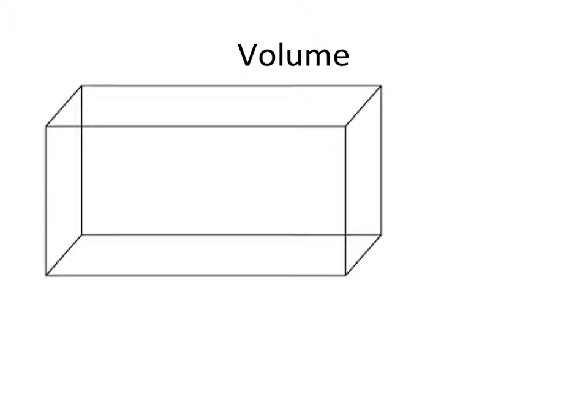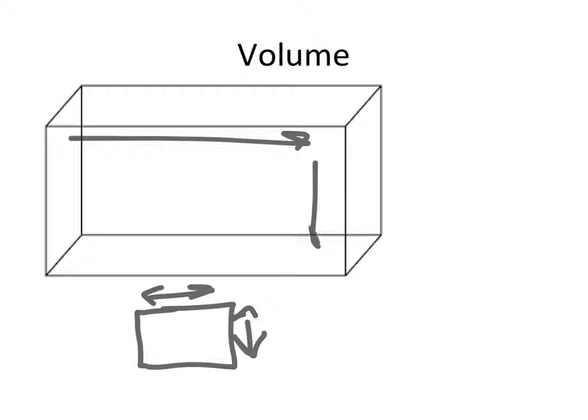When we move from area to volume, we're actually moving from 2 dimensions to 3 dimensions. In area, we measured 2 ways: 1, 2. In volume, we're measuring those same 2 ways, 1, 2. But we're also measuring a 3rd way because we have a 3rd dimension. The objects aren't flat.